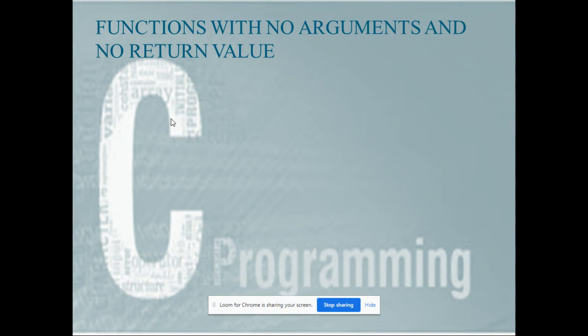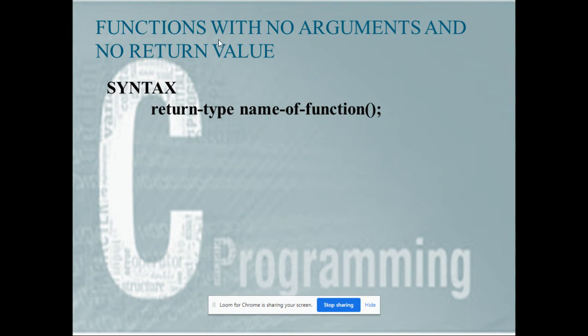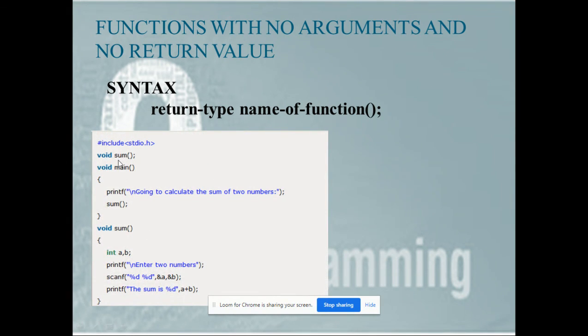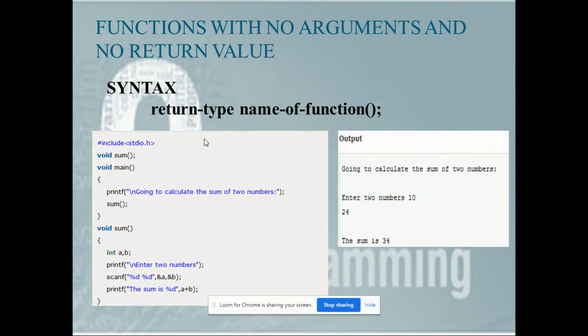Okay. So first type is function with no arguments and no return value. So both no arguments and no return value. This is the syntax. Just mention the return type, name of the function, and empty parentheses, since there is no return value. See this example. Here void is the return type and sum is the function name, and there is no return value. No return value in the sense within the function itself, it will be printing the values. And this is a function declaration, this is the function call, and this is the function definition. All the three things should come under a program for a function. So this is the output.